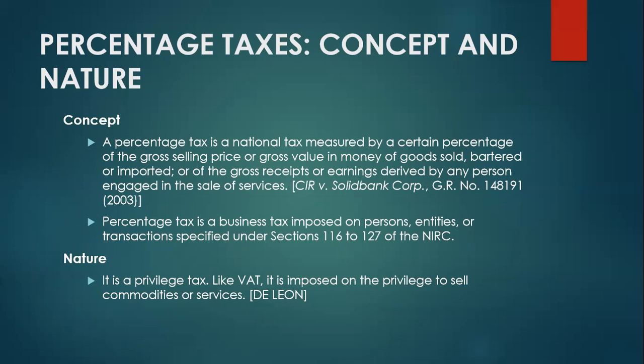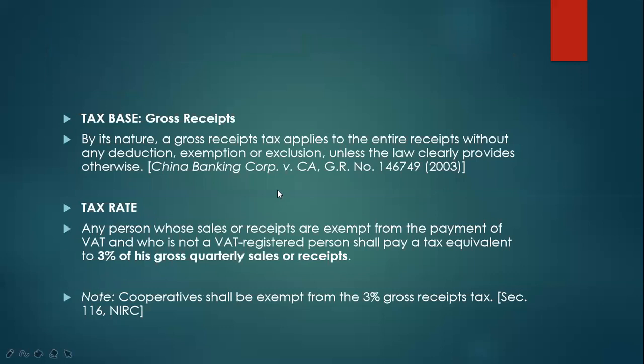So what is the nature of percentage tax? So it is a privilege tax. Like VAT, it is imposed on the privilege to sell commodities or services. So again, percentage tax is a privilege tax imposed on the privilege of the person to sell his commodities or goods or to sell his services. So the gross receipt is your tax base for percentage tax. So by its nature, a gross receipts tax applies to the entire receipts without any deduction, exemption, or exclusion unless the law clearly provides otherwise.